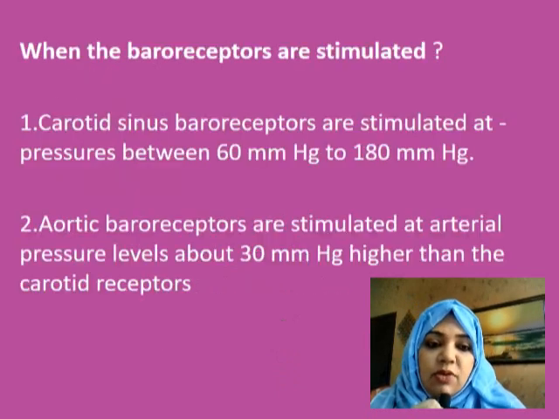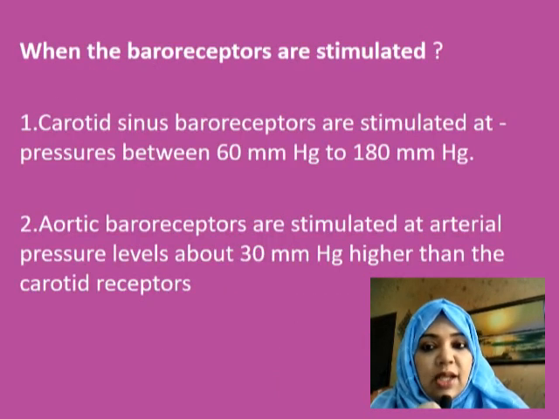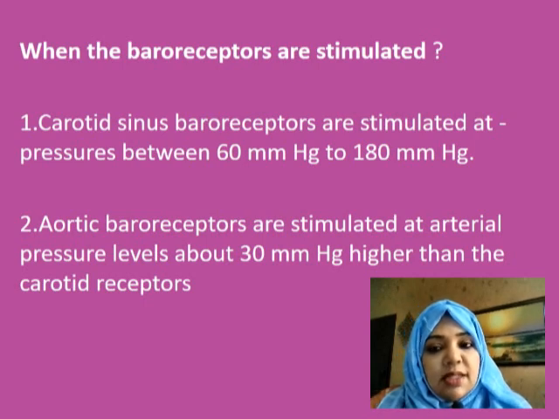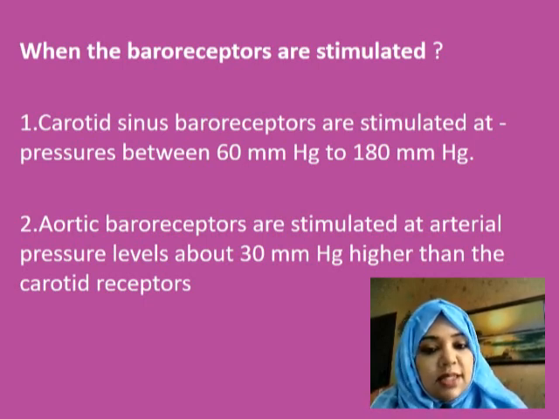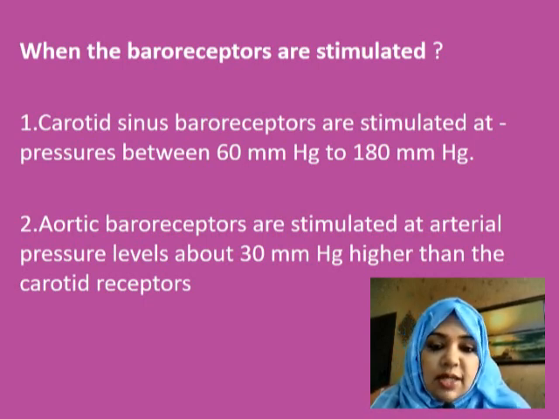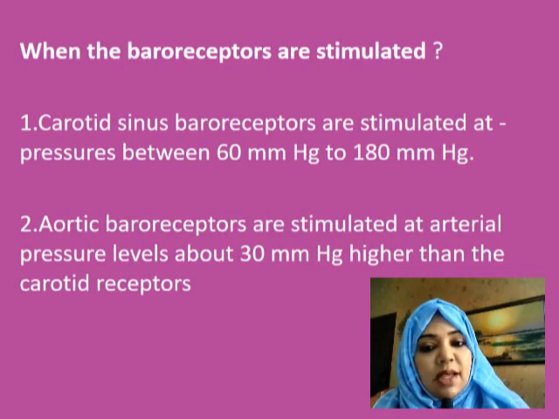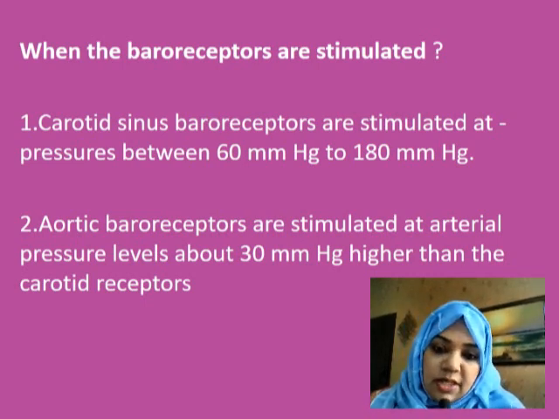So when these baroreceptors are stimulated, carotid sinus baroreceptors are stimulated at pressures between 60 mm mercury to 180 mm mercury, and aortic baroreceptors are stimulated at arterial pressure levels about 30 mm mercury higher than the carotid baroreceptors.